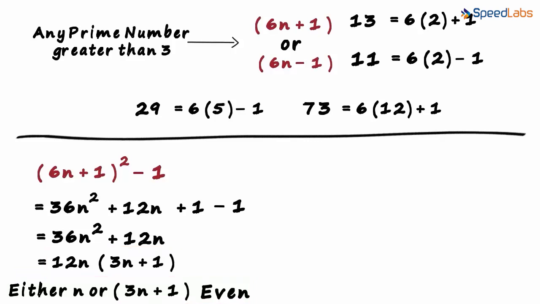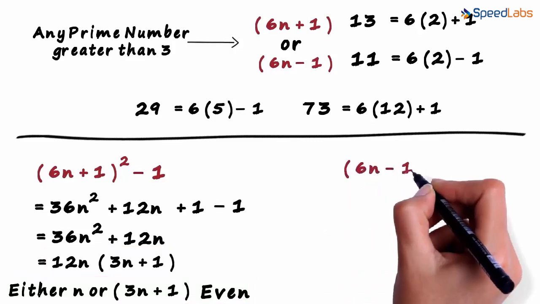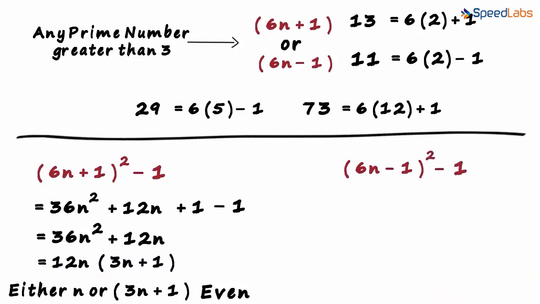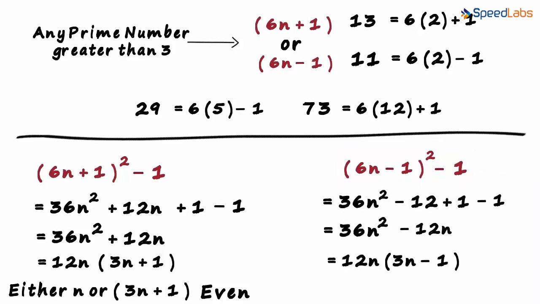But what if the number was of the form 6n minus 1? We square it and then we subtract a 1. Solving this in a similar way would give us this product. And yes, again either n or 3n minus 1 will always be even. No matter what prime number you take, if you square it and subtract 1 from it, it will surely be divisible by 24.